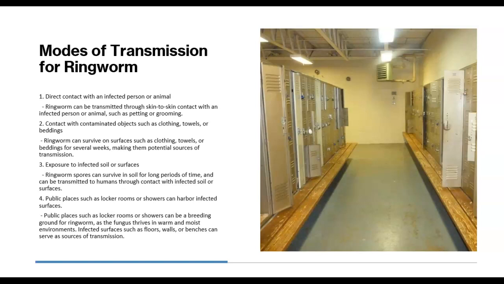surfaces. Public places such as locker rooms or showers can be breeding grounds for ringworm, as the fungus thrives in warm, moist environments. Infected surfaces such as floors, walls, or benches can serve as a source of transmission.